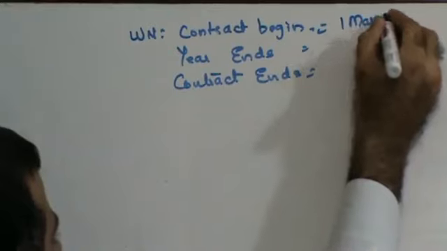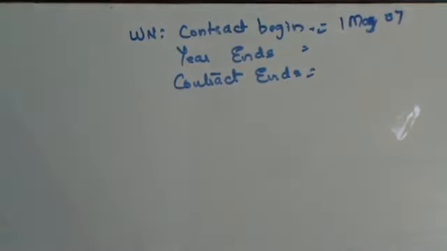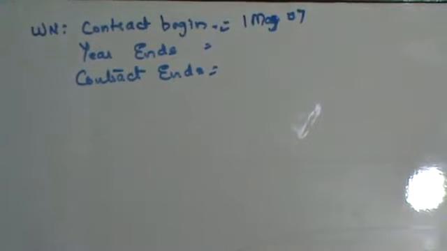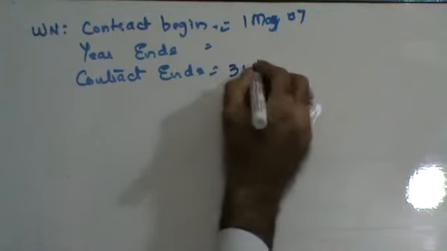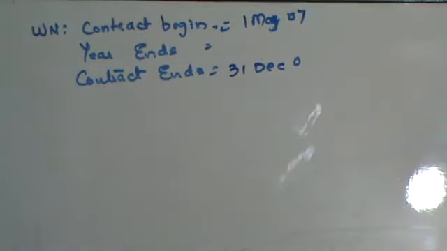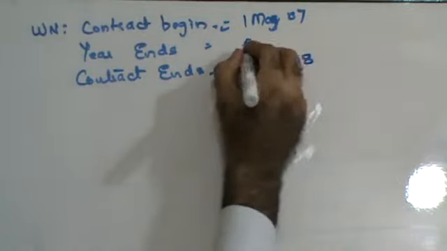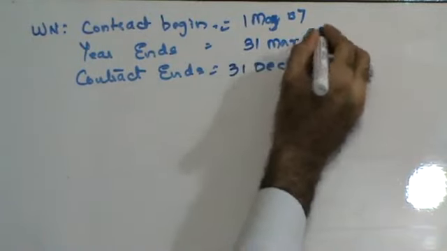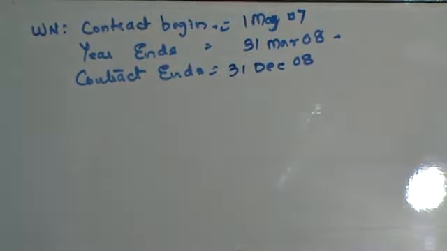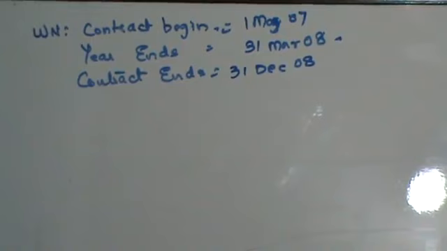The contract is estimated to be completed on 31st December 2008. Year ends on 31st March 2008. We begin the contract on 1st May, the year ends on 31st March 2008 and the contract ends on 31st December 2008.